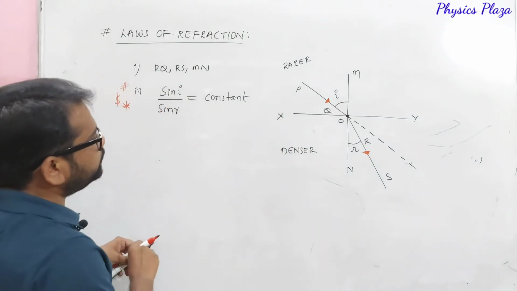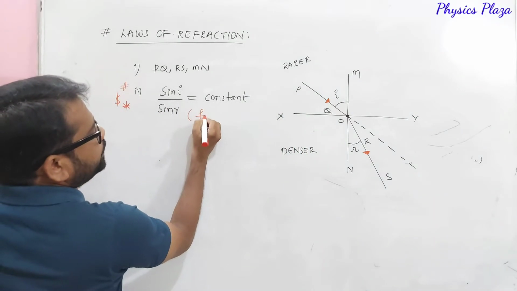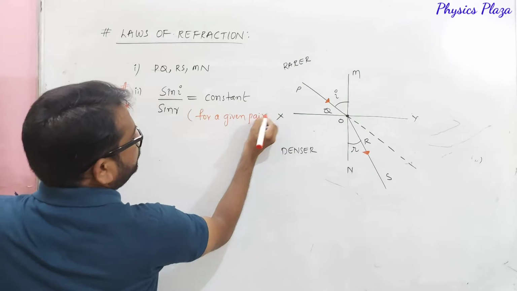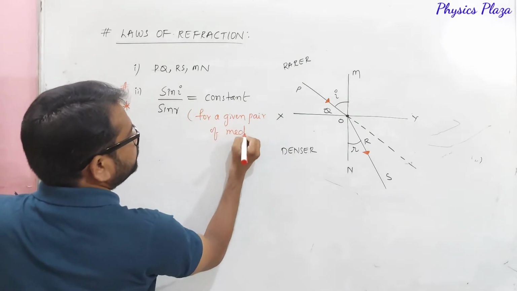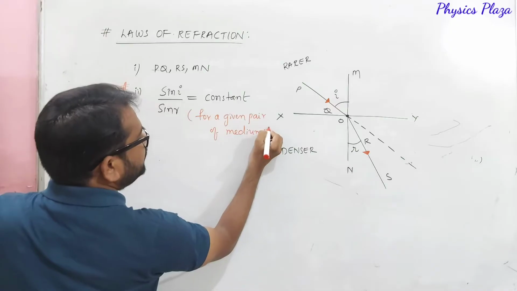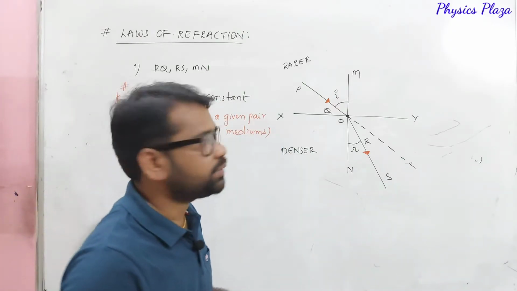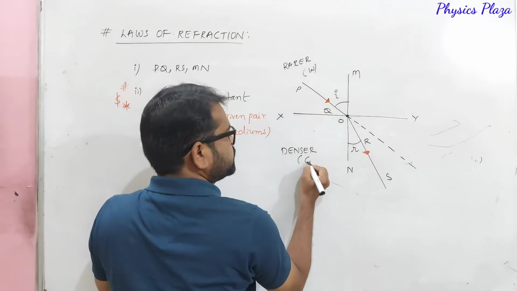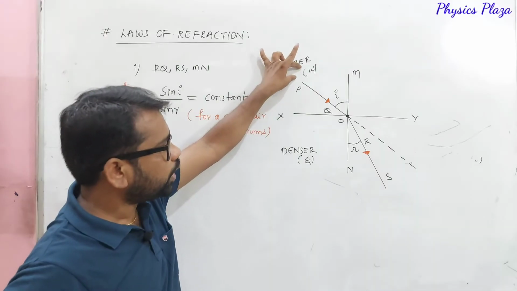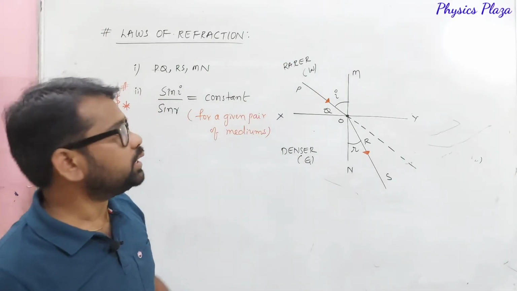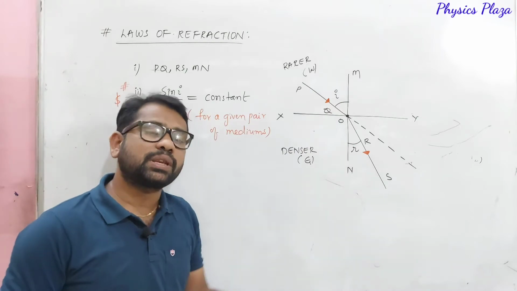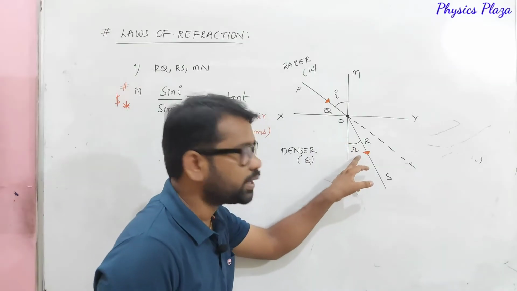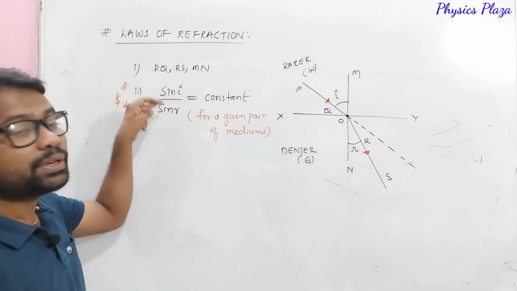The condition is that, children, this holds for a given pair of two mediums only. For a given pair of mediums only, this is a constant. Suppose, dear children, let us take water and glass. For this water and glass, this always remains the same. Whatever the angle of incidence or the angle of refraction, the ratio always remains constant.